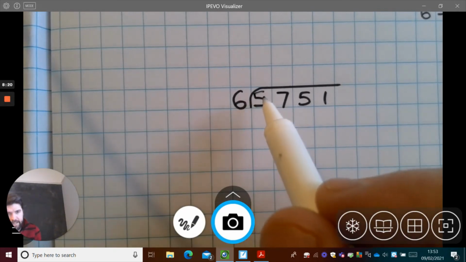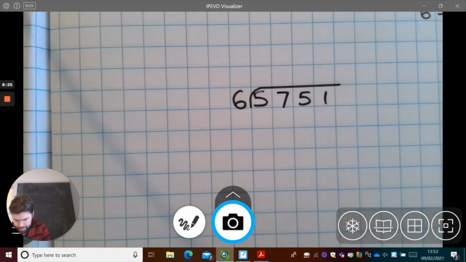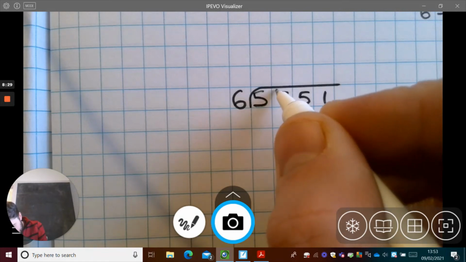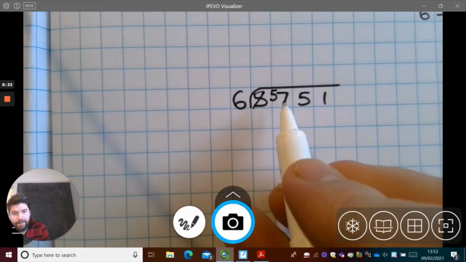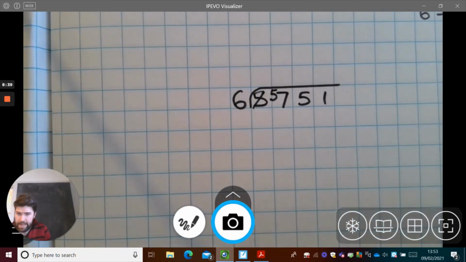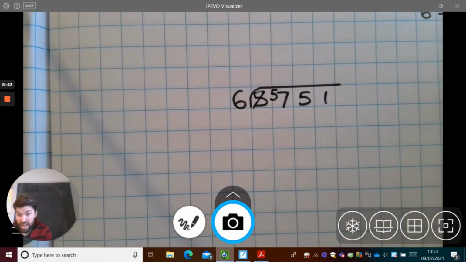6s into 5. Well, I can't make 6 out of 5. It's not big enough. So that tells me that I need to bring it across into the next column. That creates 57. How many 6s are in 57? Well, I'm using my 6 times table. I could count out my 6 times table. If you want to, you could use a multiplication square, that would be okay. Or you could even write out your 6 times table if you feel that you need to. Or, I think we can think of some better ways.